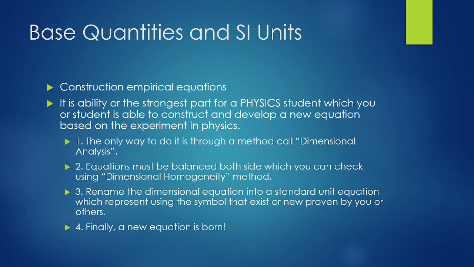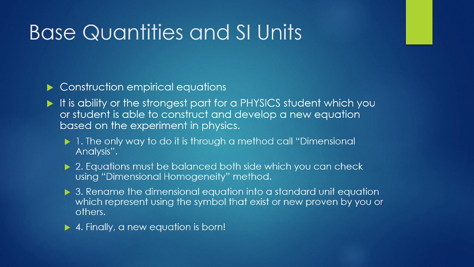we're going to learn about the construction of empirical equations. As a student, you have to be able to construct and develop a new equation based on experiment in physics. The only way is through the method we call dimensional analysis, and the equation must be balanced on both sides, which you can check using the dimensional homogeneity method. Rename the dimension equation into a standard unit equation, which is represented using symbols that exist or are proven by you or others. And finally, a new equation is born.